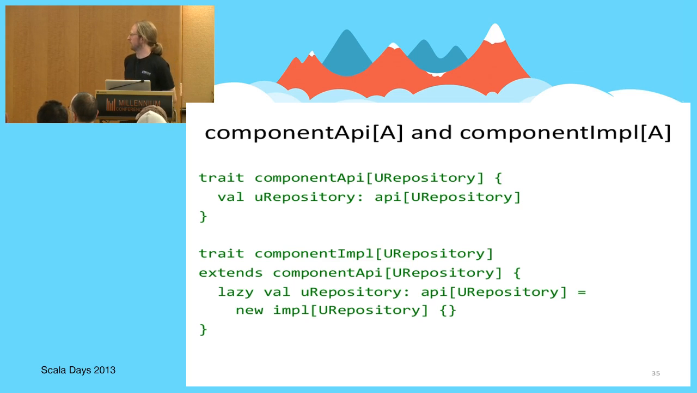as you can see, in the cake pattern examples, the U repository class was nested inside this trait. So we cannot do that anymore because now the user is writing the U repository class, and the components are getting generated after the fact by the type macros.